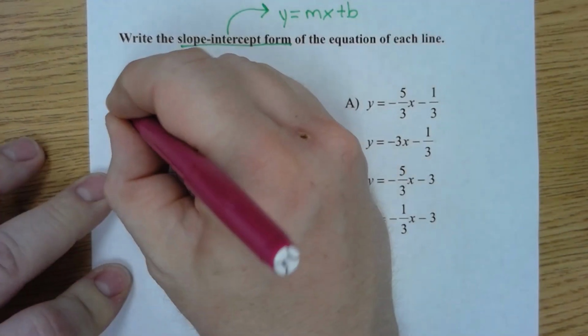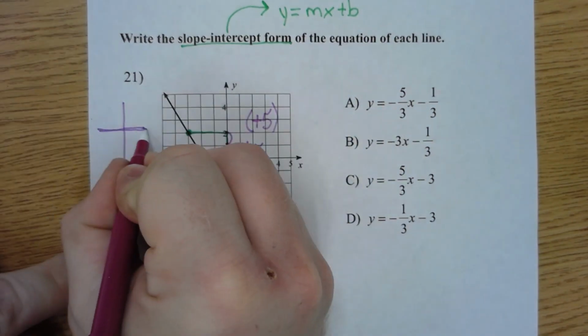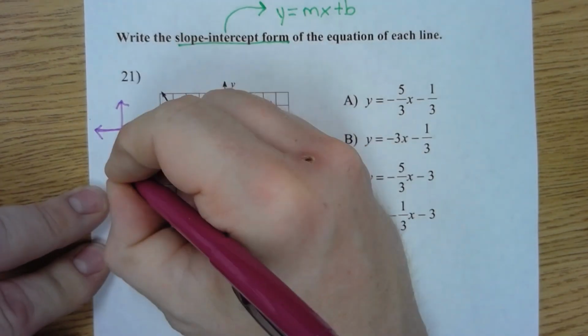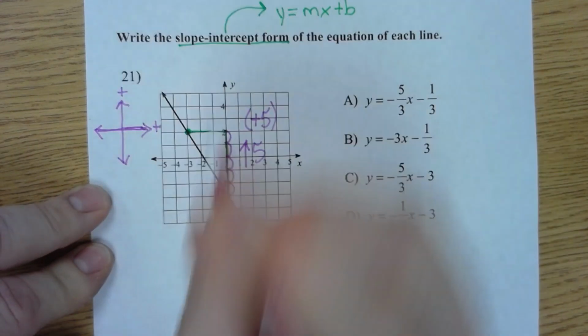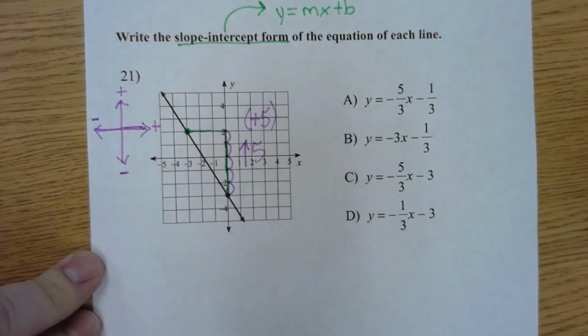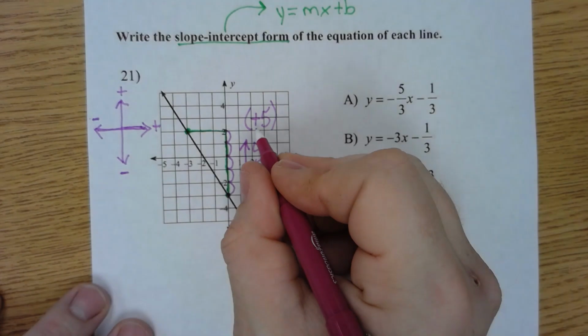Well, guys, remember this? We've shown this all year long. Sorry, it's not very straight, guys. If we go to the right, it's positive. If we go up, it's positive. If we go to the left, it's negative. If we go down, it's negative. So since when we went up, it's a positive number.